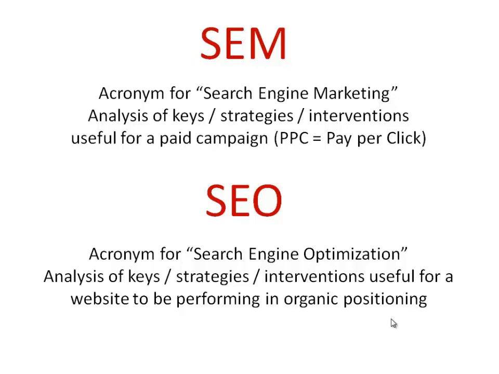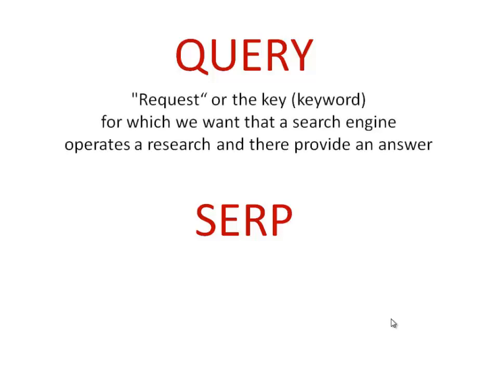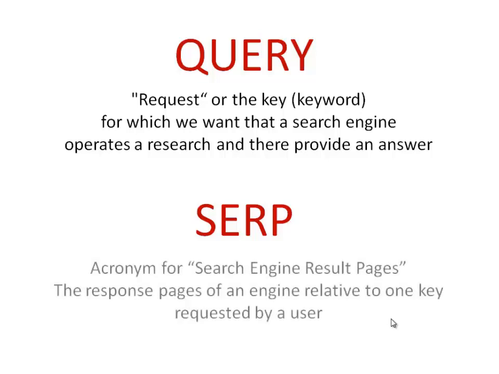Let's get to know query and SERP. The query is technically the request that we type in the Google search bar, so query and keyword are synonymous to each other. SERP is the acronym of Search Engine Result Page, or the response pages with results ordered from first to last that the engine brings to us. Let's say the classic Google pages, where the first is the most coveted.